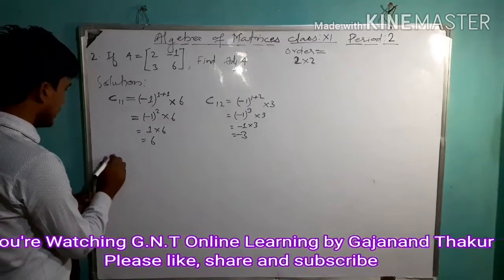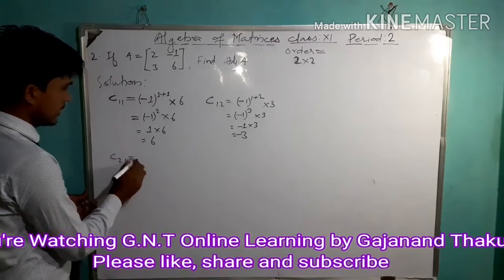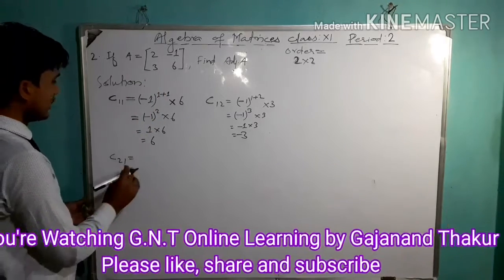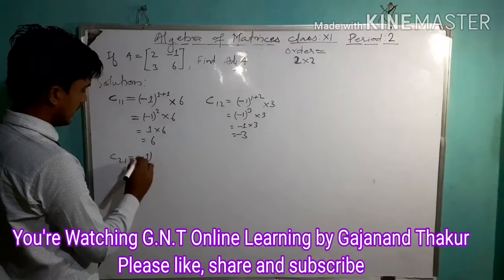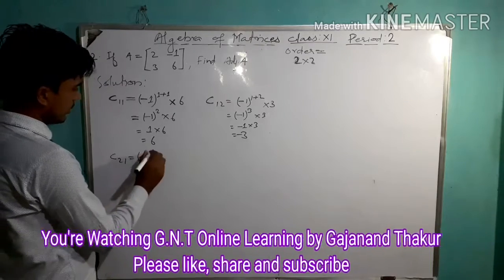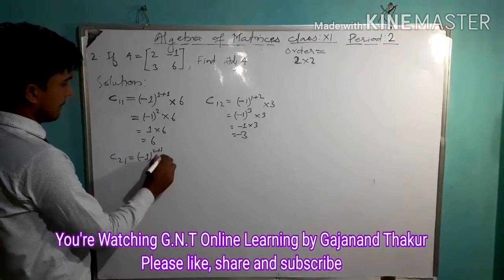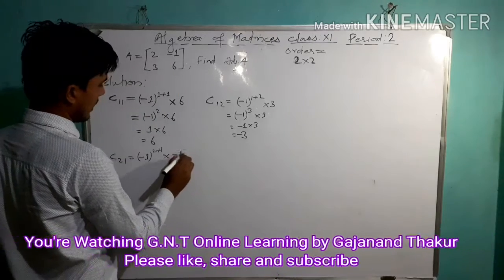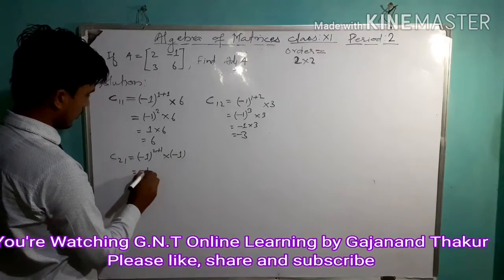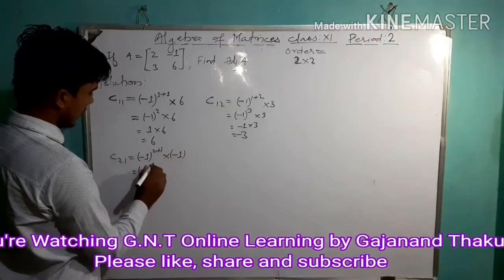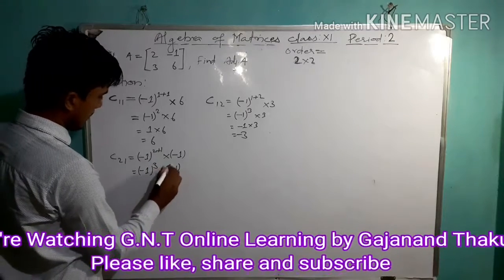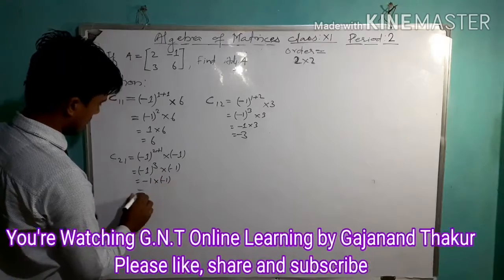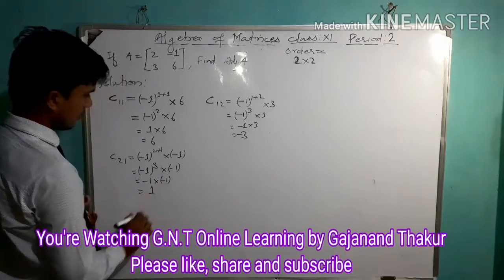Now we'll do C21. It will be minus 1 to the power 2 plus 1, into, opposite to the 21st element we have minus 1, so we write minus 1 here. Minus 1 to the power 3 is minus 1, into minus 1. So this will be plus 1.